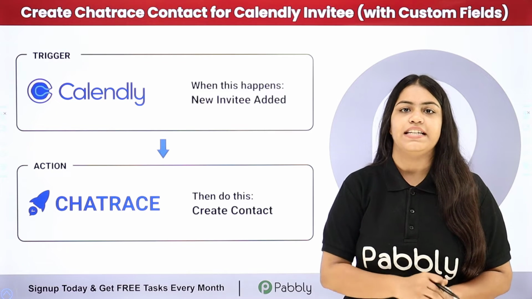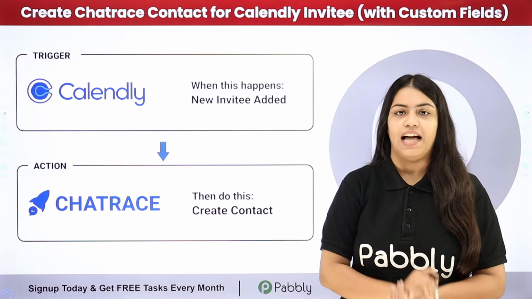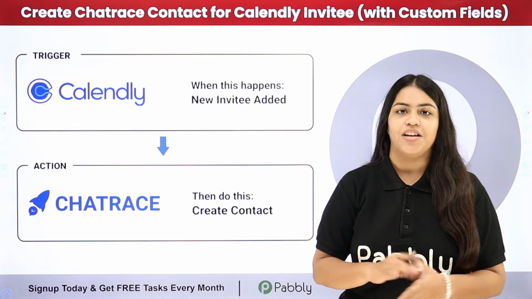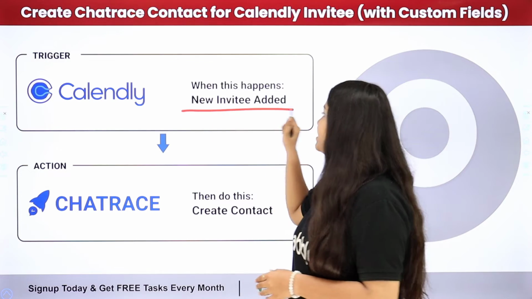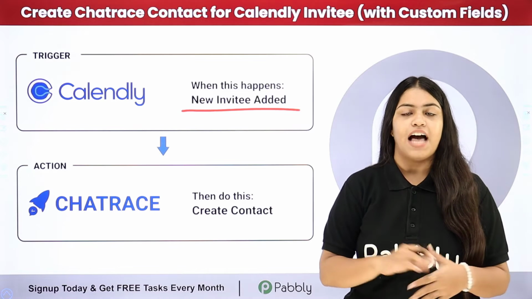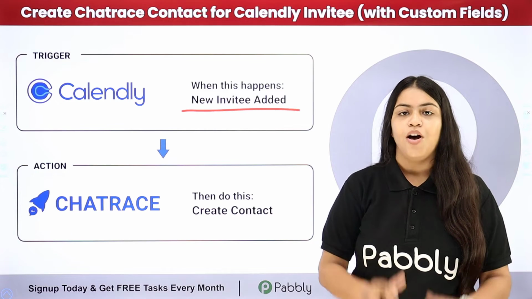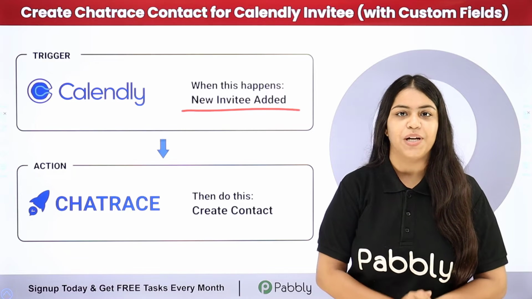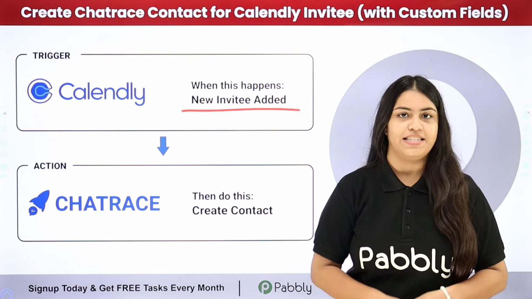I'm running a real estate agency, and for that we use Calendly to schedule our property viewing appointments. So now what I want is that as soon as a new invitee is added in my Calendly, which is as soon as a new appointment is scheduled, automatically with the help of the same details, a new contact should be created in my Chatrace too with custom fields.